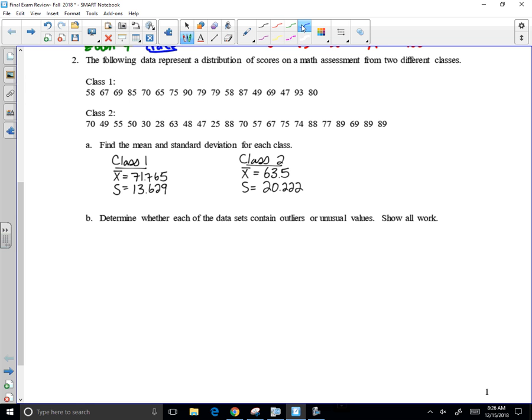All right. Unusual values fall outside of the interval x bar plus or minus 2s. So 2 standard deviations away from the mean.